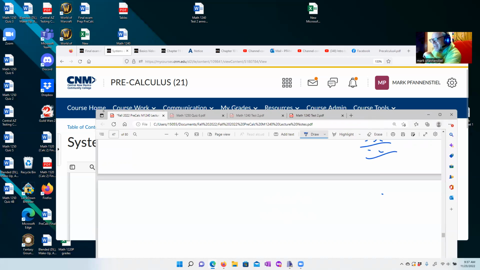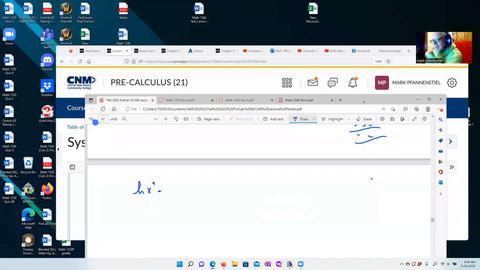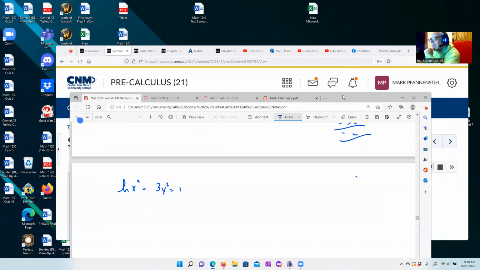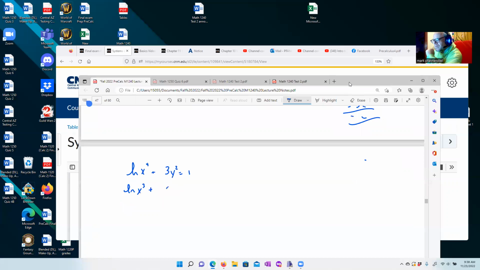So we've got natural log x to the fourth. Should have written this down before we started. So we have ln x to the fourth plus 3x squared equals 1. And then we have natural log x cubed plus 2y squared equals negative 1.